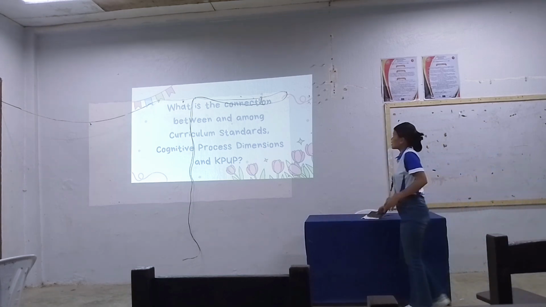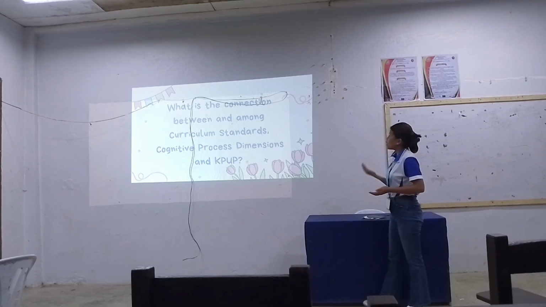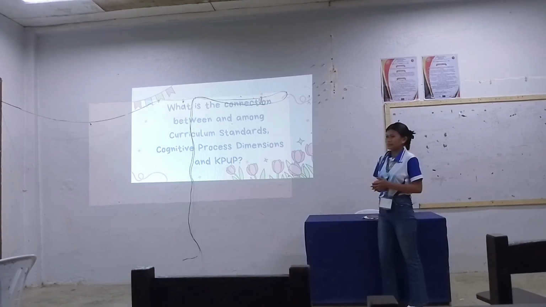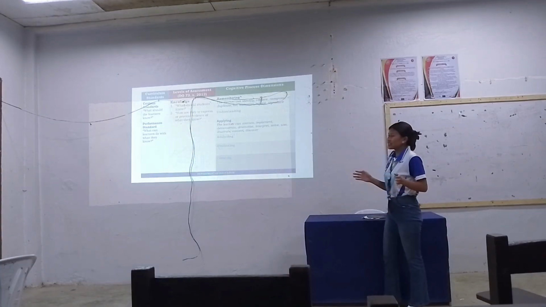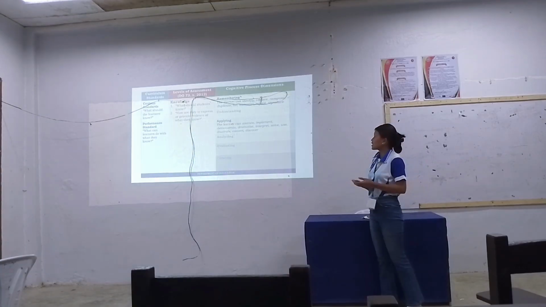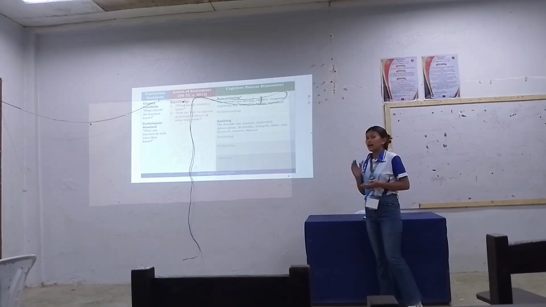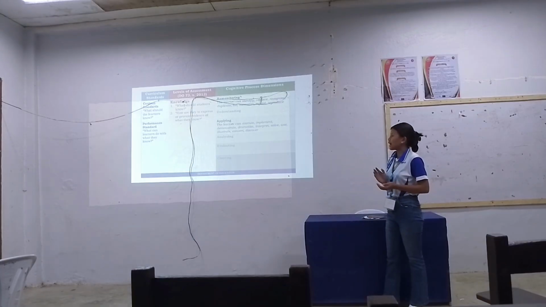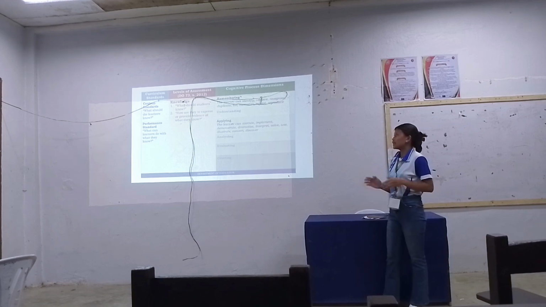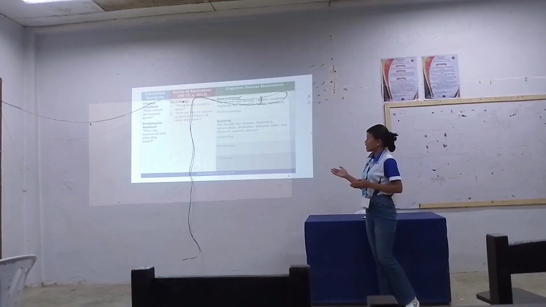So now, let's move on to the connection between and among curriculum standards, cognitive process dimensions, and the assessment. So first, the content standards and the performance standards. What are content standards? Content standards are the scope of the sequential topics that need to be taught to the students, the topics or sequence of topics to be taught to the children. These are the intended knowledge that the students need to learn.